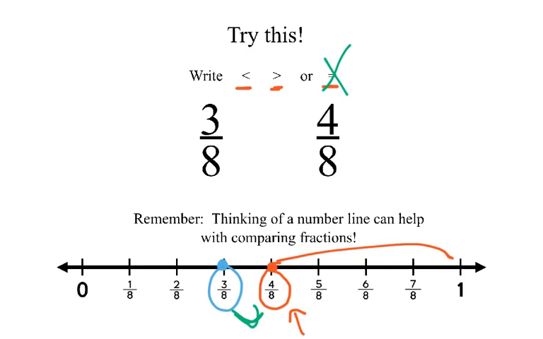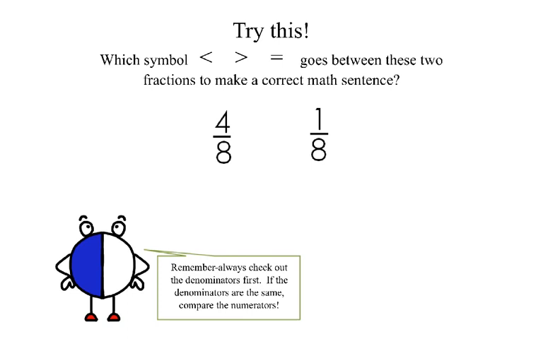Let's just check to make sure the other one doesn't make sense. 3/8s is greater than 4/8s. Well, that can't be right because I know that 3 is not greater than 4 because of my number line. So I am going to use this symbol right here. All right, your turn. Try it out.